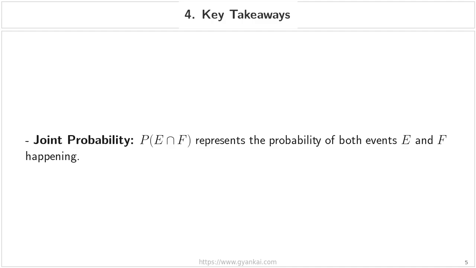4 key takeaways. First, let's revisit the concept of joint probability. When you see the notation P of E intersection F, remember that this represents the probability of both event E and event F occurring together. It is the overlap where both conditions are met.